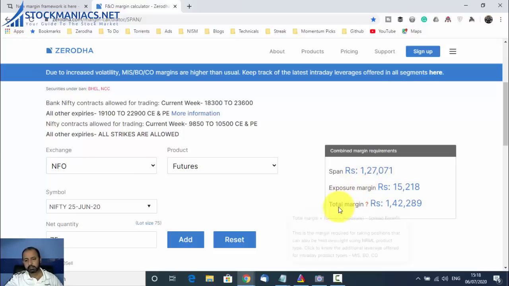So total margin, if you calculate, that is the span margin plus exposure margin, that is now coming to rupees 1,42,289. So this is if you want to buy one lot of Nifty future in the current market price, this is the total margin you need to pay if you want to carry the Nifty future position.